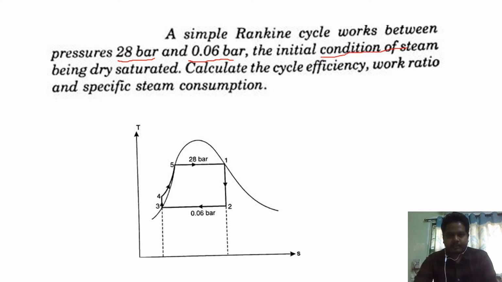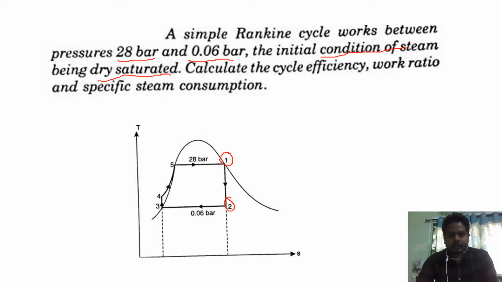of steam is dry saturated, which means the steam is dry saturated after converting the water into steam, before entering into the turbine. If you look at the TS diagram, process 1 to 2 is the isentropic expansion process through the turbine. Point 1 is before entering the turbine. Point 2 is after leaving the turbine.